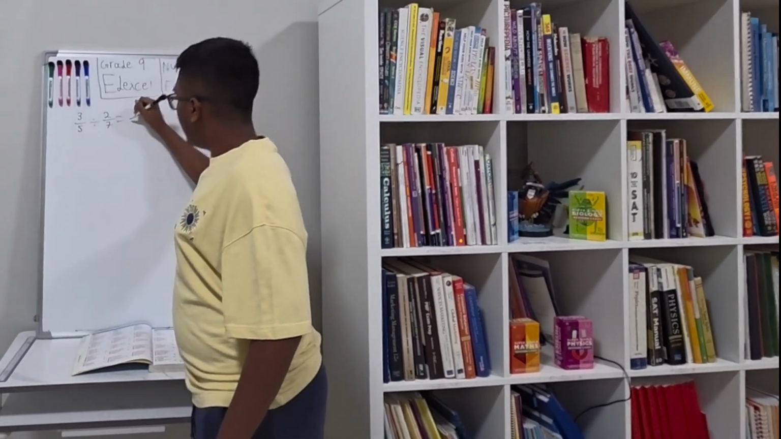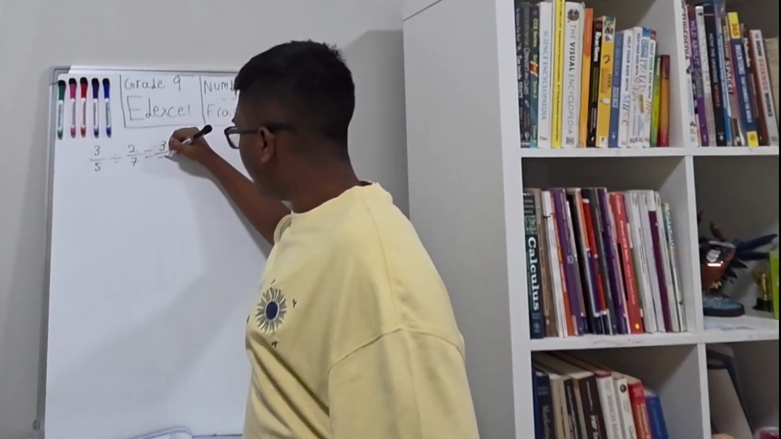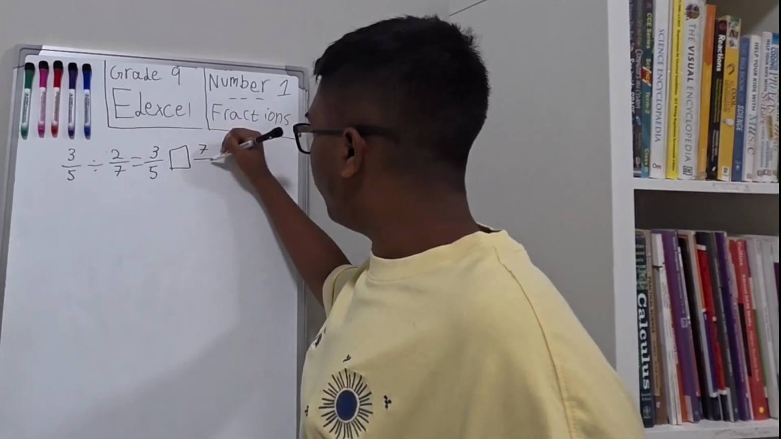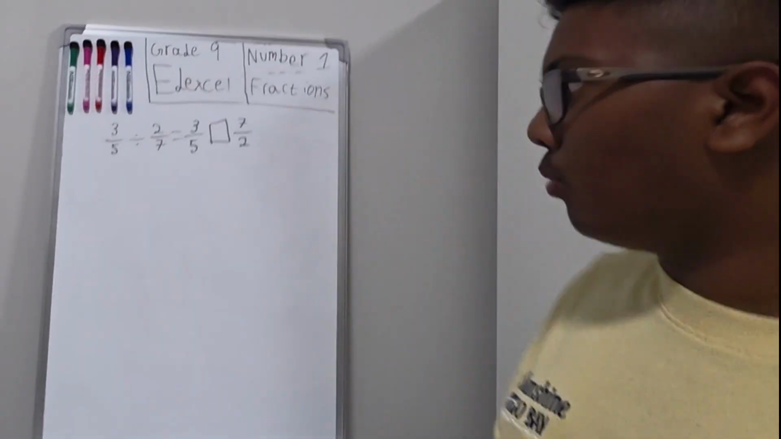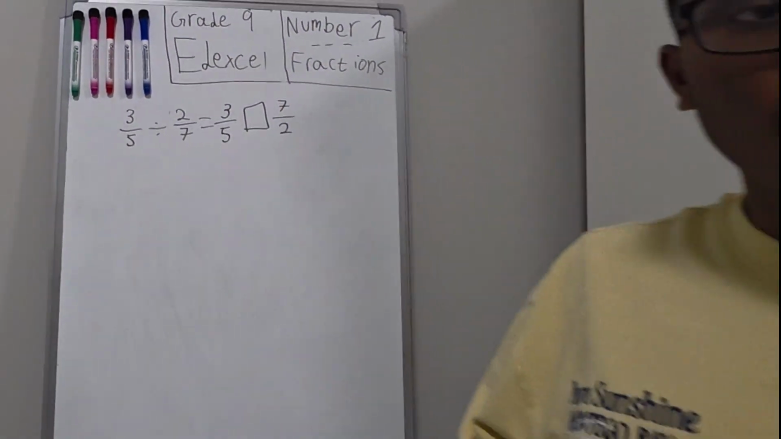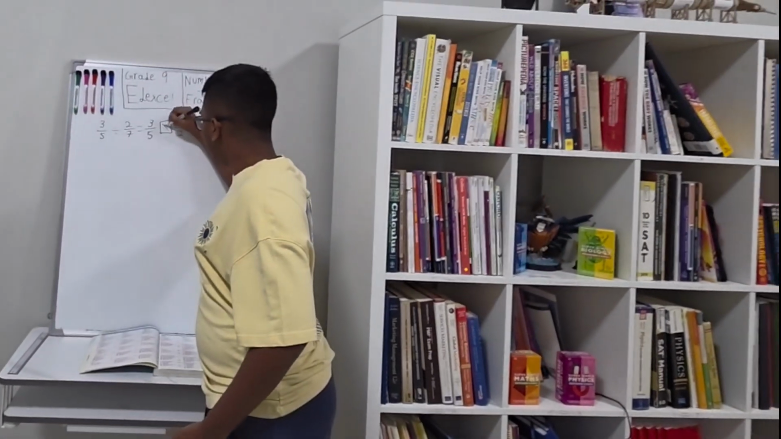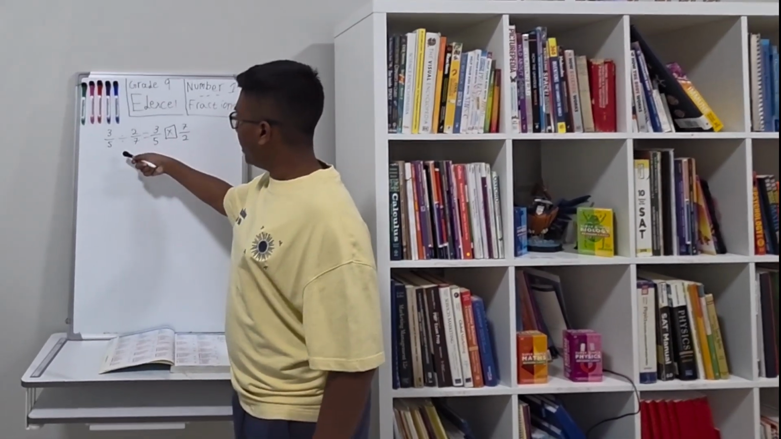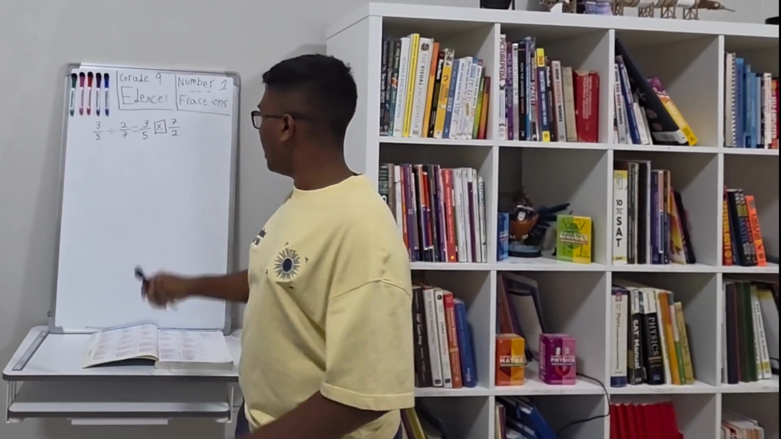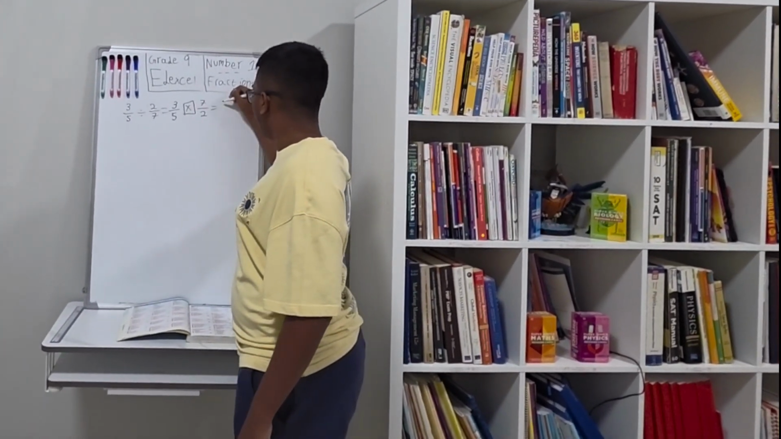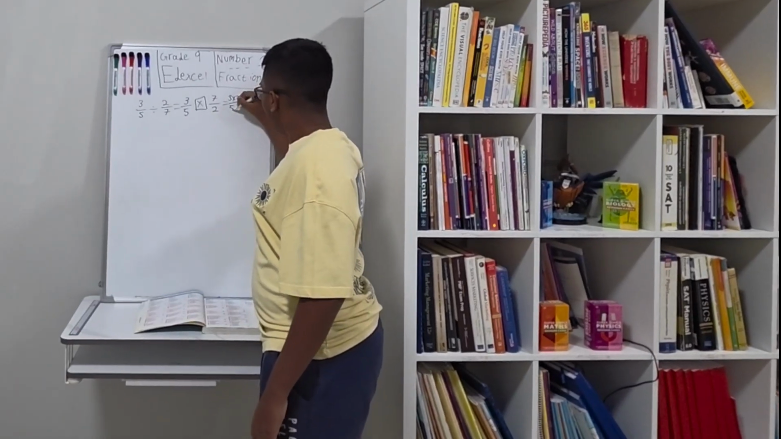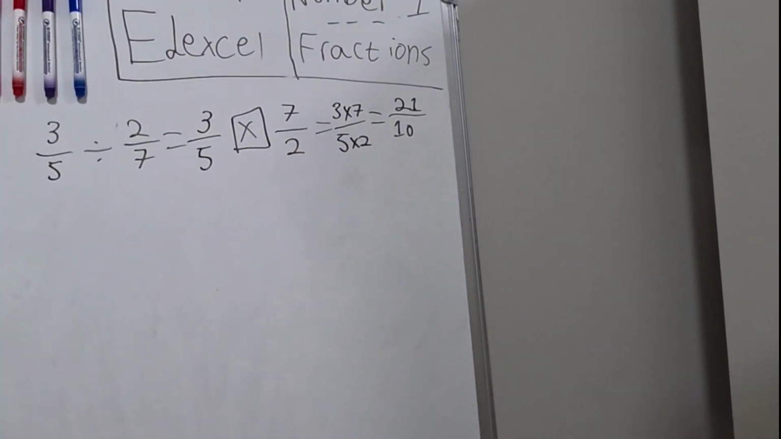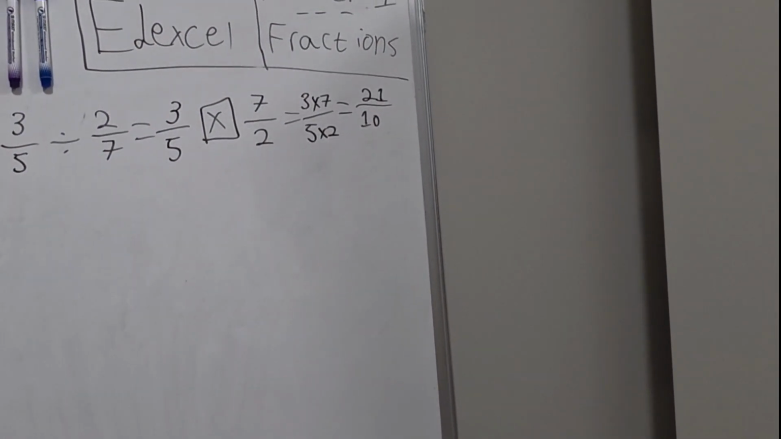So in this case, you would say this is equal to 3 divided by 5 something 7 over 2. Now can you guess what this hidden operation is? If you guessed multiplication, you would be right. So in this case, you flip the fraction over, flip the operation over to multiplication, and then there you have it. You just do the steps. 3 times 7 divided by 5 times 2, which is 21 divided by 10. And there we have it.